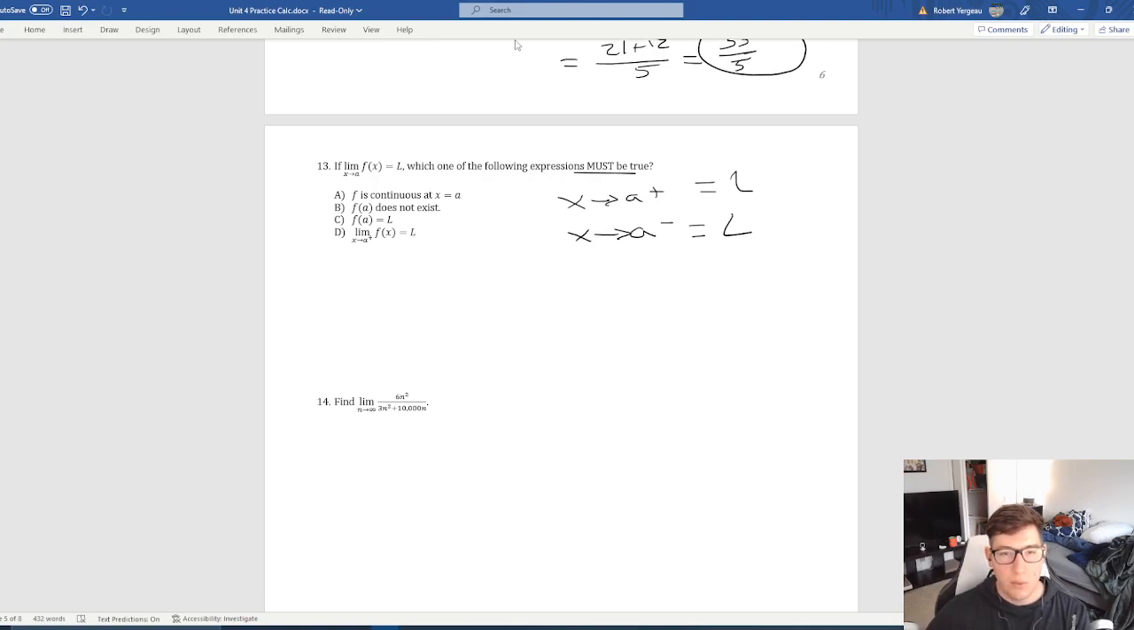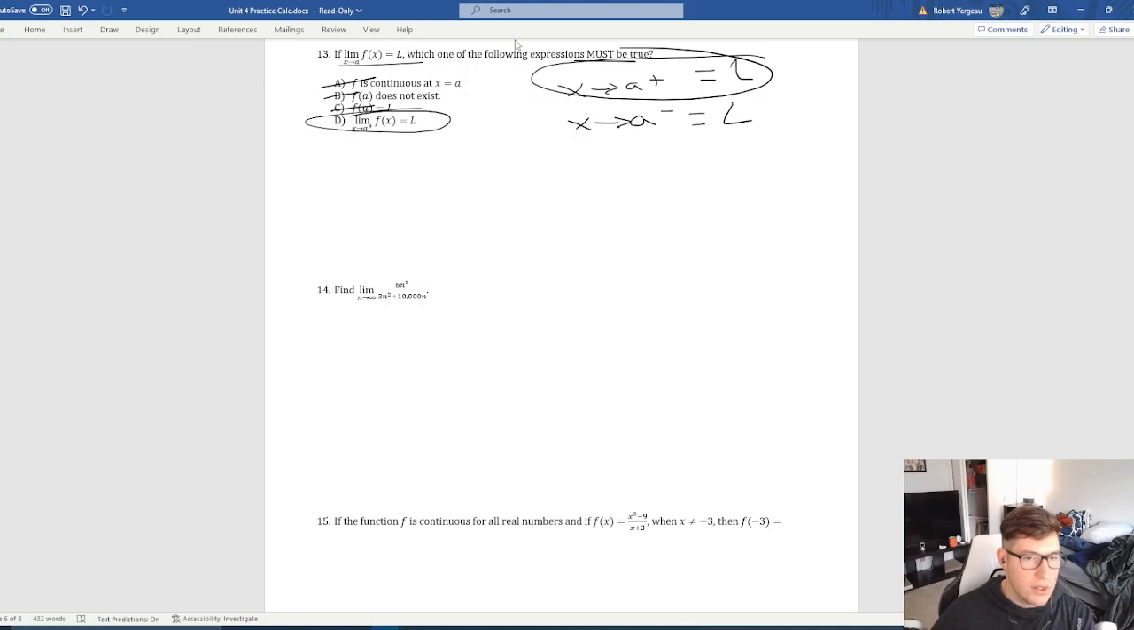And so let's see, we're probably looking for something that looks like this. F is continuous at x equals a. We don't know that. We have no idea what the actual function is doing at x equals a. We don't have enough for this. F of a does not exist. Again, we don't know the actual function, so I can't make any comments on this. And C, again, I don't know what the function is, so again, I can't comment. D, however, as x approaches a from the right, that equals L. Well, yeah, as we'd said, it has to. Otherwise, this can't be true, and so it is D.